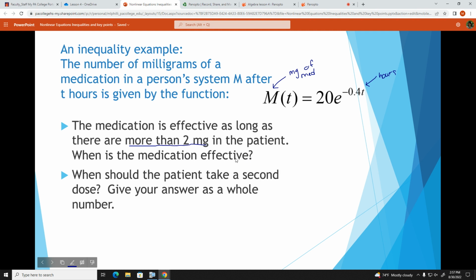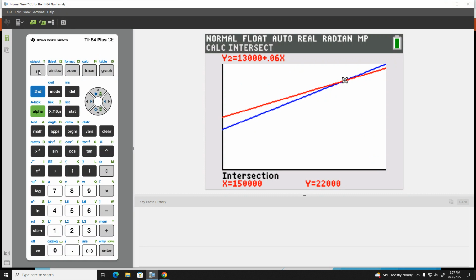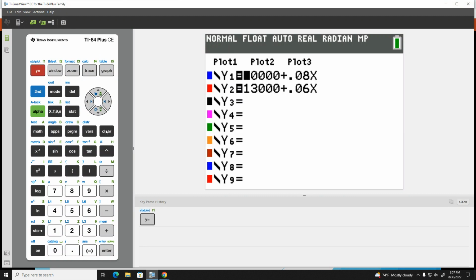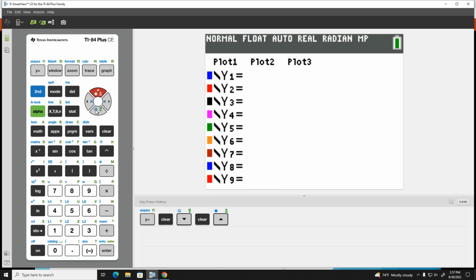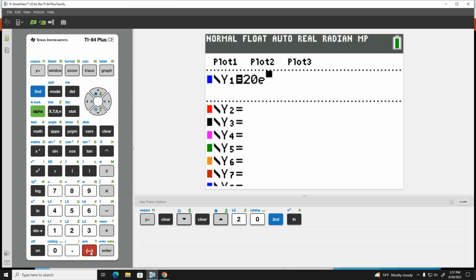Well, we've already looked at this example as an equation. And so this time we're going to take it as an inequality, but we're also going to use the graph. So I'm going to go out to my graphing calculator and get this all set up. So going to my y equals, clearing out the last thing that I had in. And so my formula here is 20 and then e to the negative 0.4x.